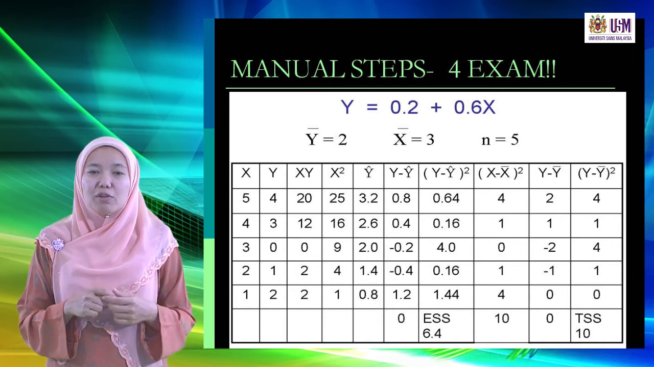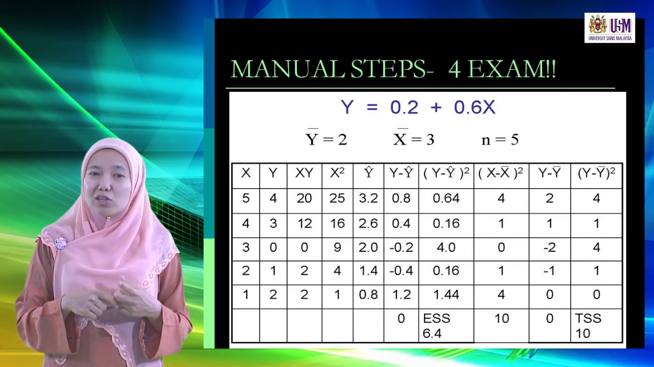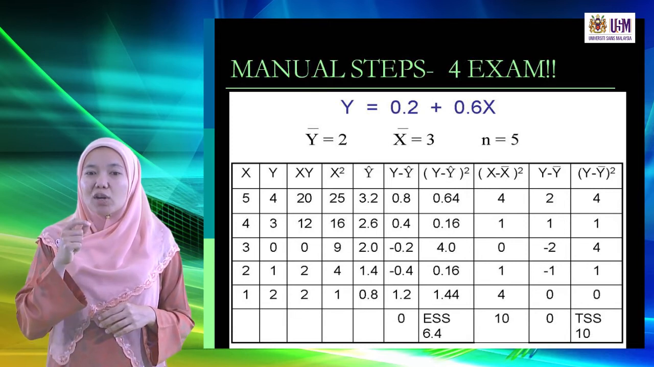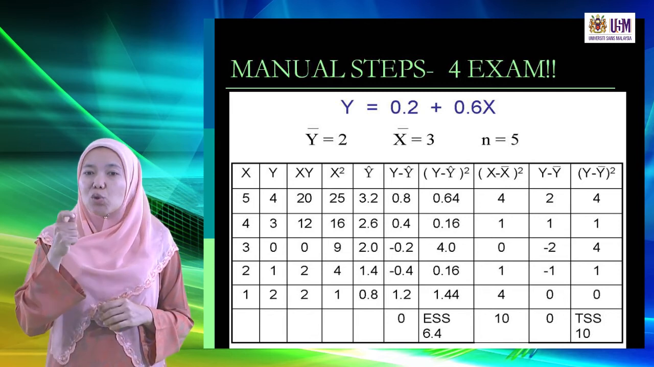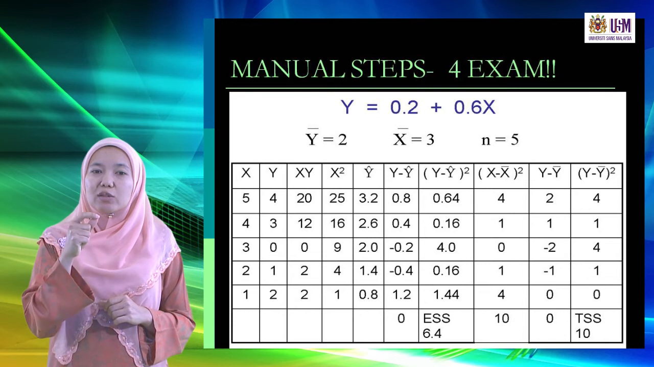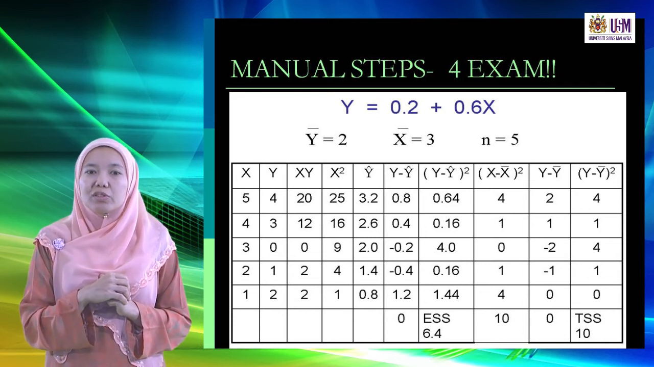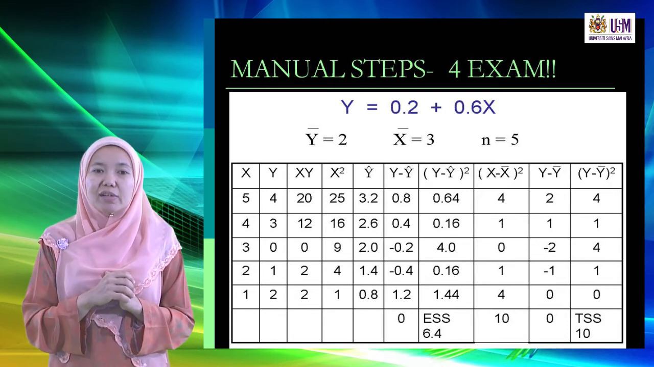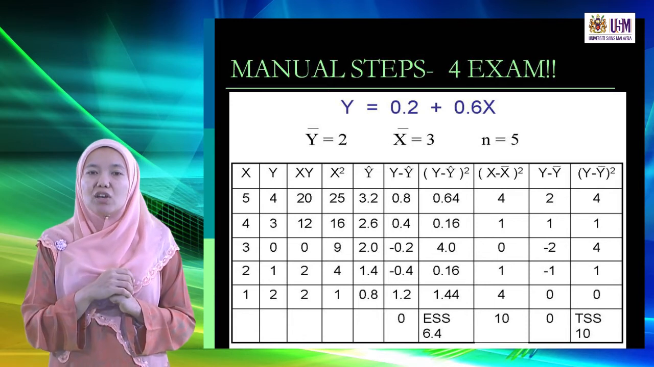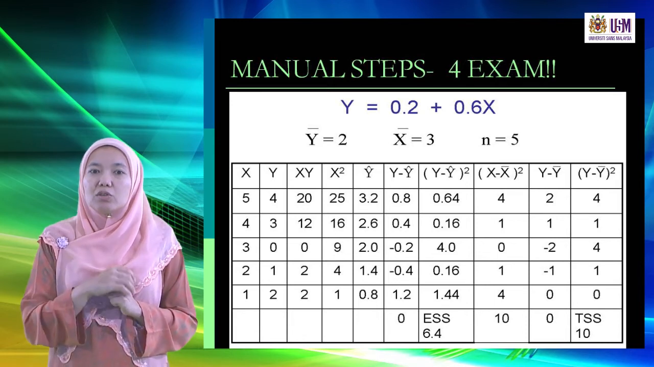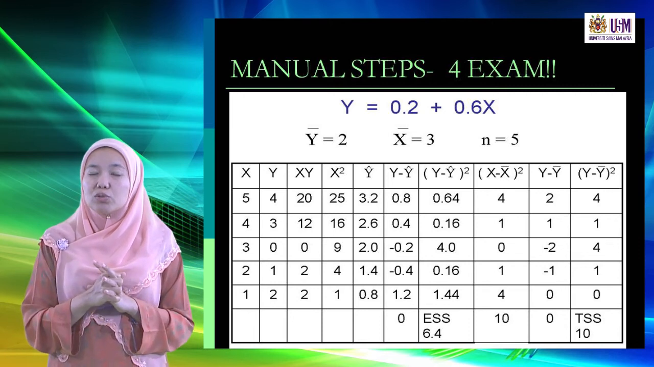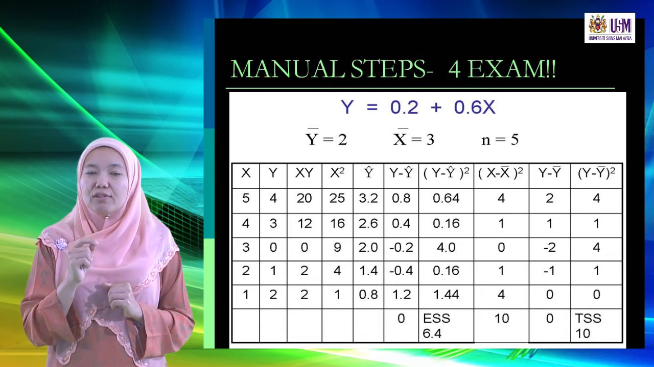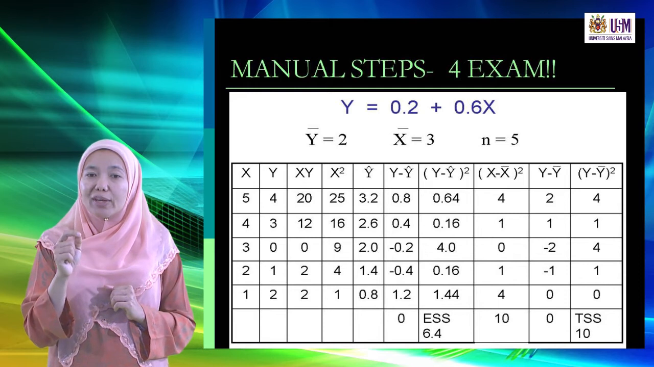For another formula that you can use, you need to calculate all these values in the columns. You have the y hat, then you need to calculate y minus y hat, and then square it. How do you get y hat 3.2? You take your regression equation, 0.2 plus 0.6 multiplied by x equals 5, so you get y hat 3.2. Your y is 4, so 4 minus 3.2 gives the difference y minus y hat of 0.8.